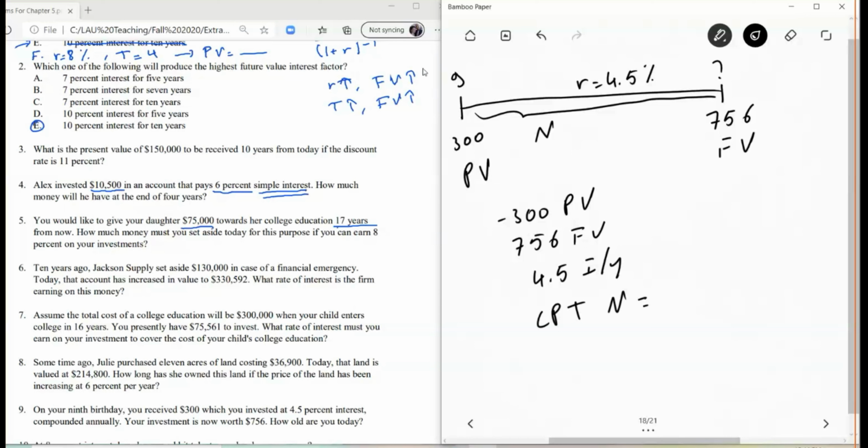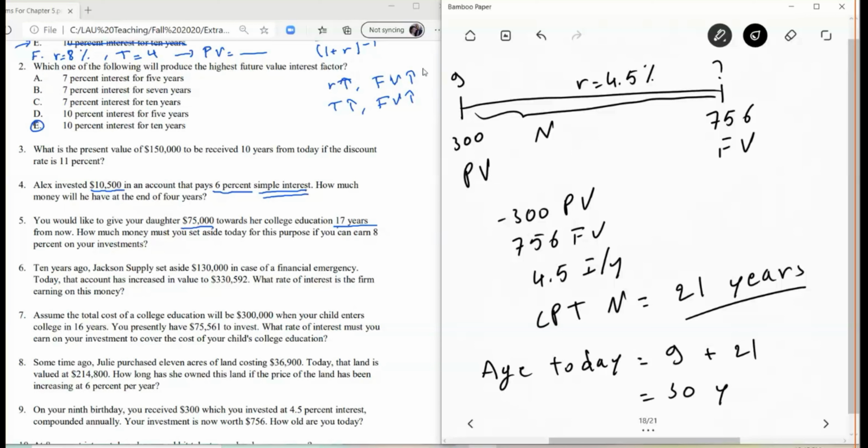N in this case is equal to 21 years. However, this is not the final answer, because 21 years is the number of years that passed since you were 9 years old. Your age today is equal to 9 plus 21. This is equal to 30 years. So you are now 30 years old, because here we have 21 years since you were 9 years old.